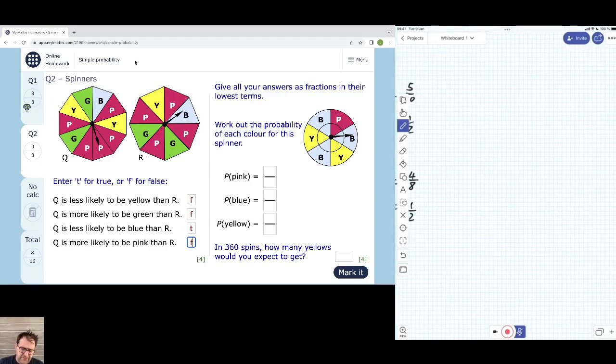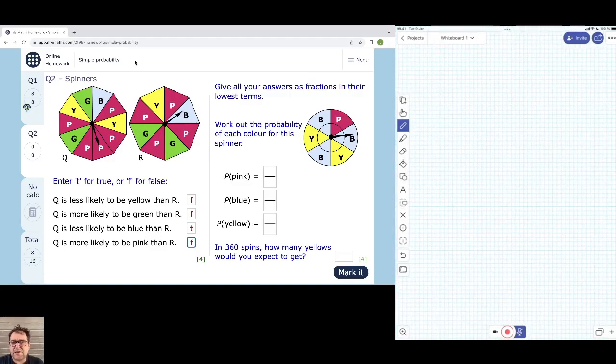Give all your answers as fractions in their lowest terms. Work out the probability of each colour for this spinner. Okay, the probability of pink, well, there's 1 pink out of 6. So that's 1 over 6. There's 3 blues out of 6. 3 out of 6 is the same as a half, so it's a half. The probability of yellow, well, there's 2 yellows out of 6. 2 out of 6 is the same as a third.